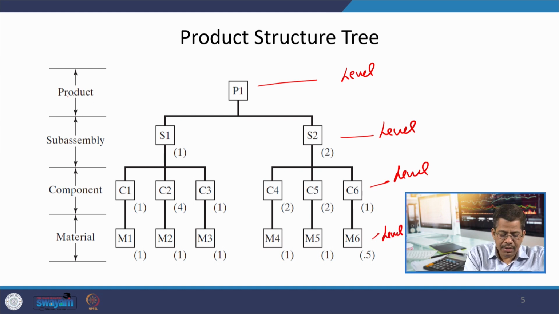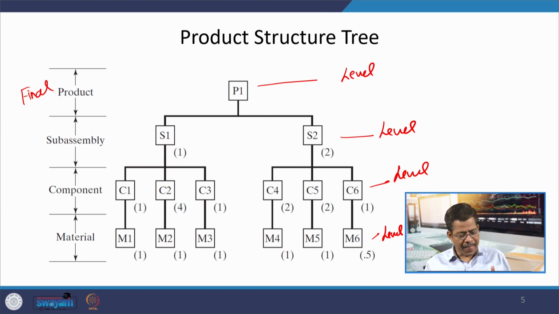Which is the final product. Then these are sub assemblies, components and the materials like this. And you see that for making one final product, you require 2 sub assemblies, S1 and S2. S1 is 1 unit and you require 2 units of S2. For 1 unit of S1, you require 1 unit of C1, 4 units of C2 and 3 units of C1.